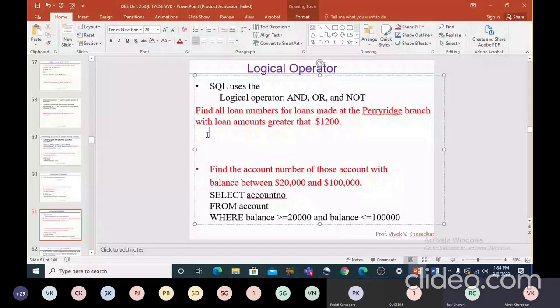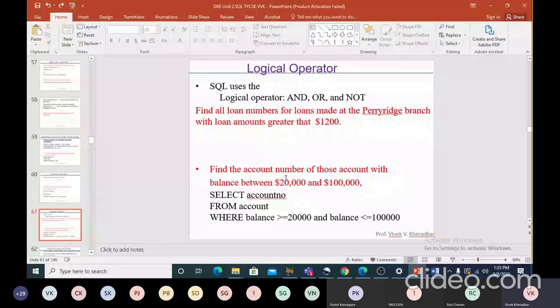Okay, good. So are you getting how to apply AND, OR? Yes, sir. Okay, the same, next query is here. Find the account number of those accounts with balance between 20,000 and 1 lakh. Okay. So how to solve this query?